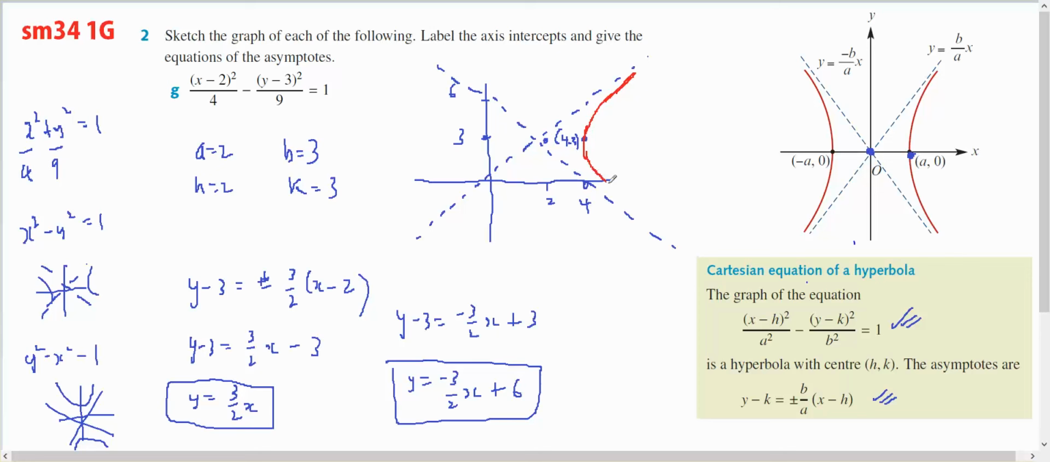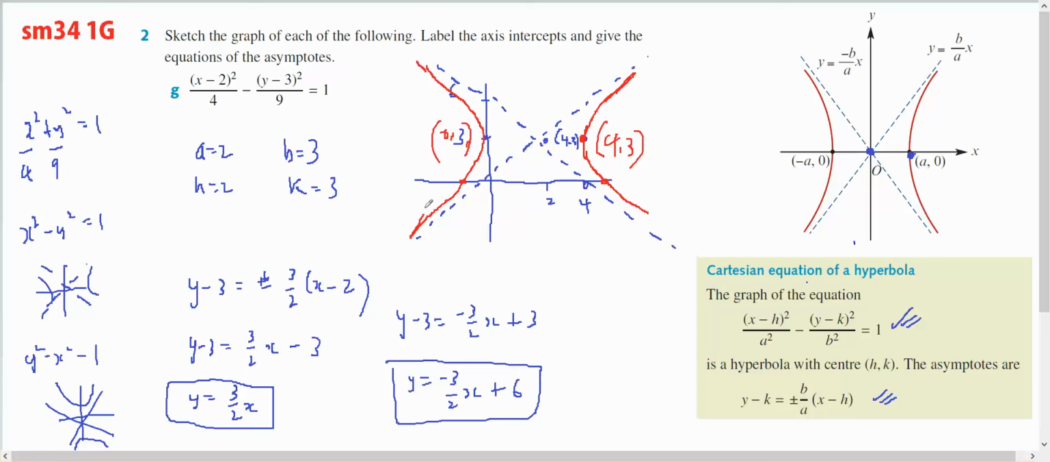This is going to be my hyperbola, approaching those asymptotes. That point there is going to be 4, 3. That's going to be 0, 3. I need to find these x-intercepts.